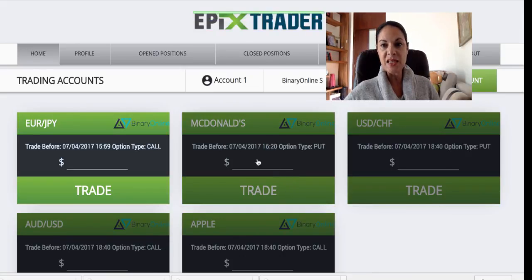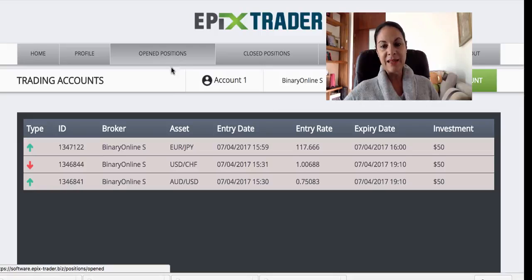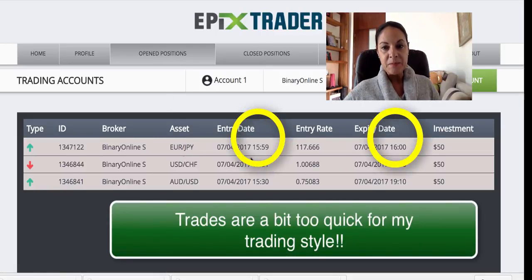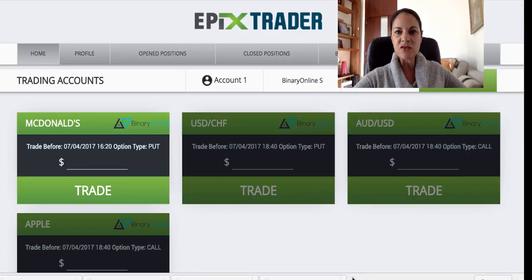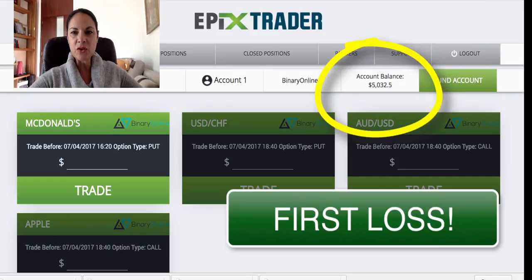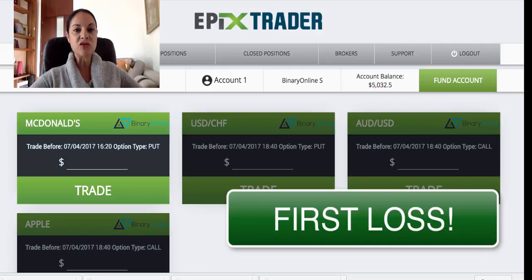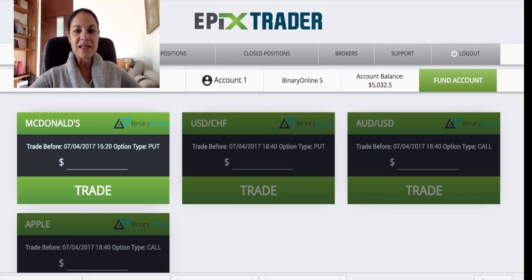So the position has been open, and we can see that this is just a 1 minute trade. So I just basically have to wait to see whether it will give me the result that I am hoping for on my running trade. And sadly, the indication wasn't that great, so it was likely that I would lose this trade. So this is my first loss, and my balance is now back down to 5032.50. It was a fast trade, and I will wait some more until I get a new signal.